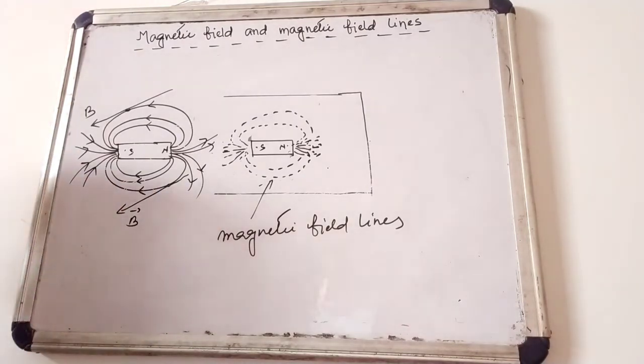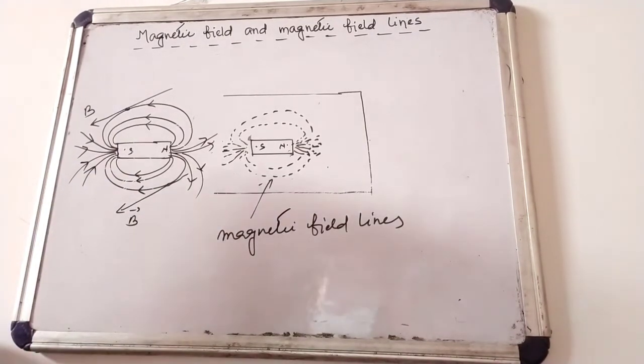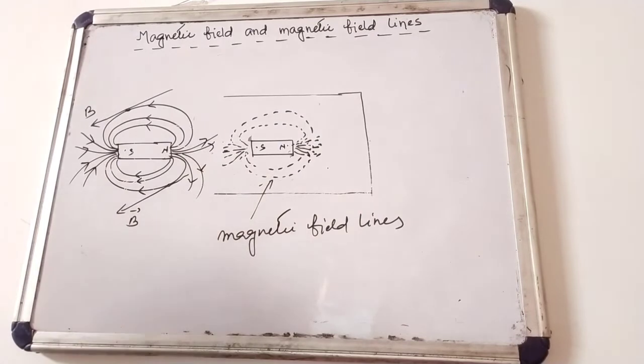So magnetic field lines, from magnetic field lines we can get the direction of magnetic field just by drawing a tangent at that point. So from here we can give the definition of magnetic field lines: the magnetic field lines are such a line surrounding a magnet that if we draw a tangent at any point on the field lines, then that tangent will give us the direction of magnetic field at that point. So this is our magnetic field lines.